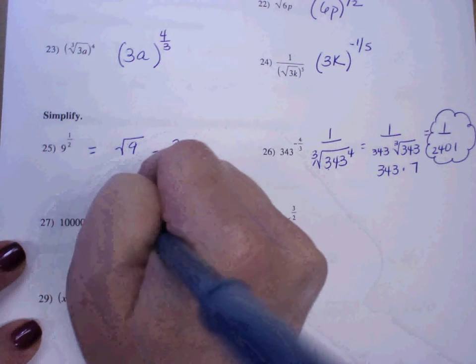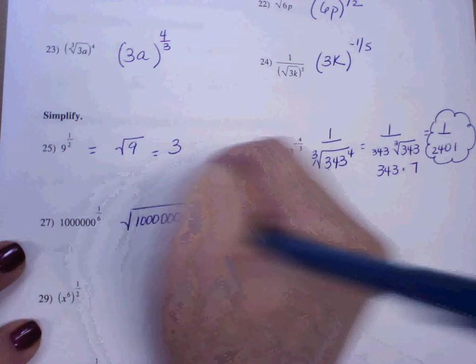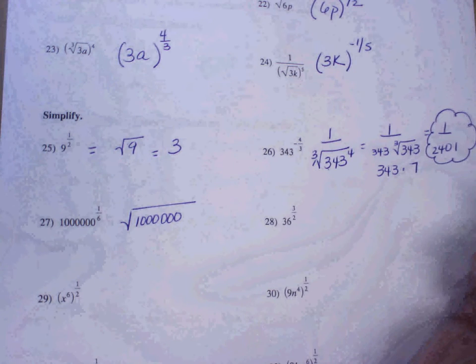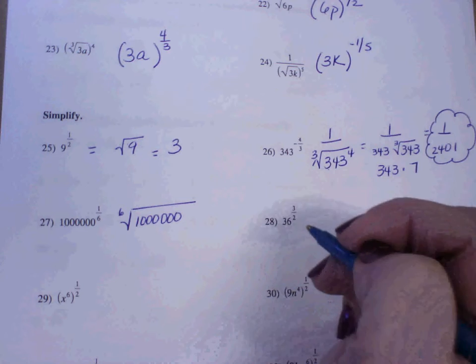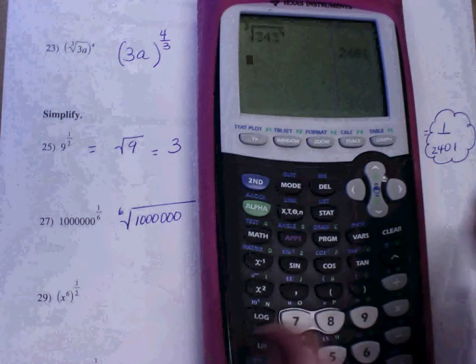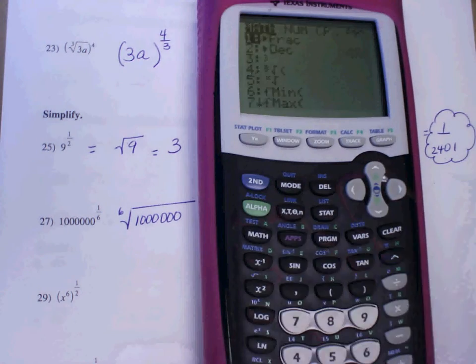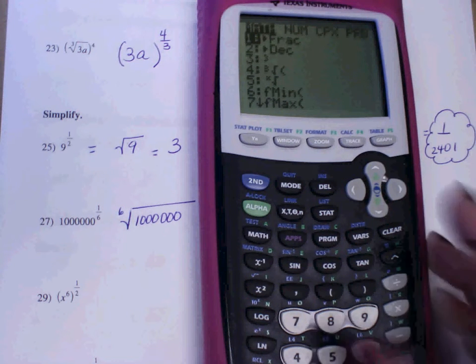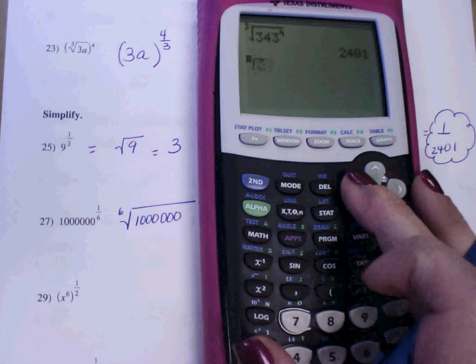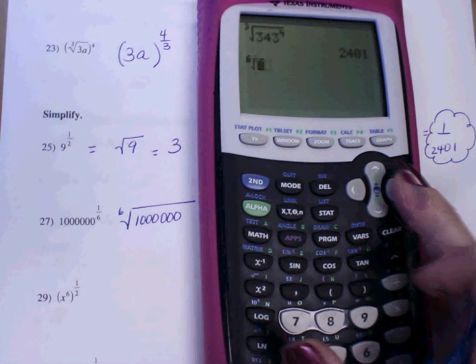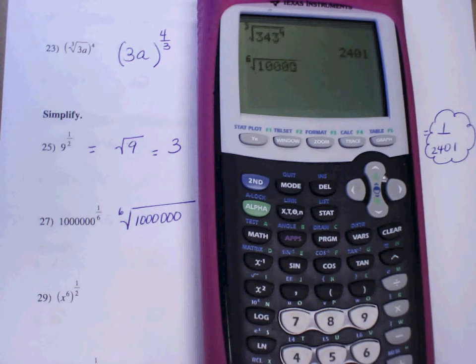Oh, this is easy. That's a million. All right, how many millions do you have? What kind of root? 6. Let's try the calculator first. Which one do I pick? The 5. And then I'm going to go back and write the 6. Oh, I wrote the 3. It's a 6, right? Should be 10.